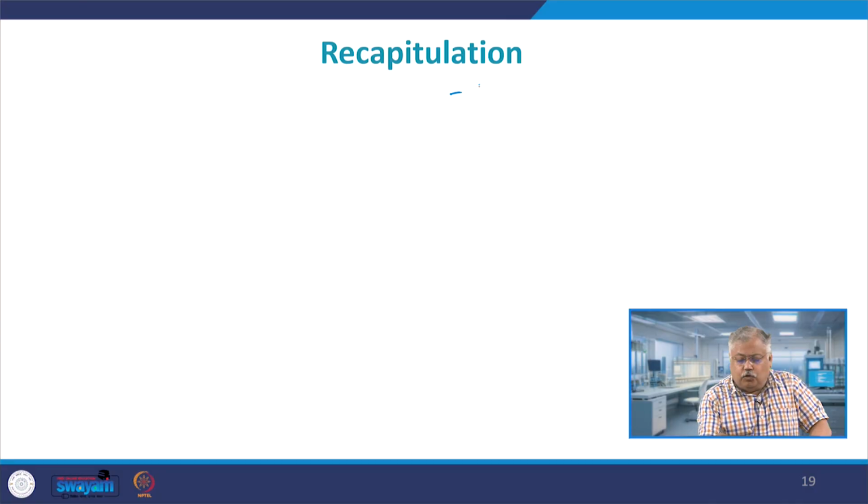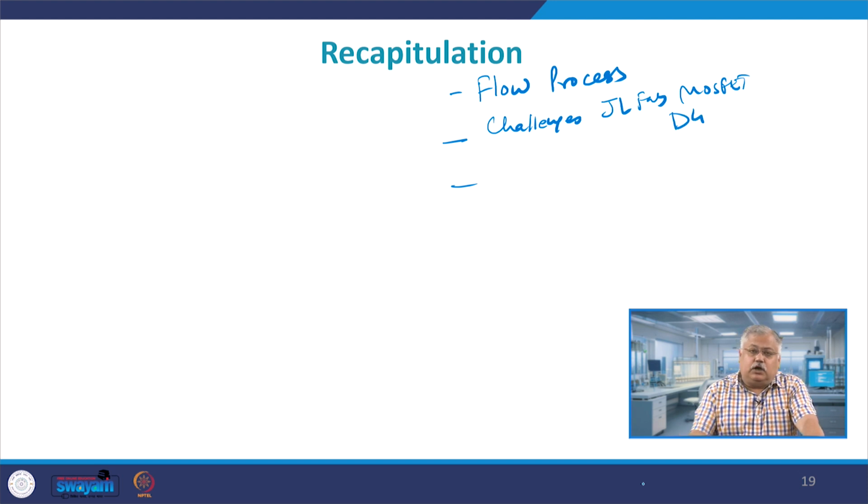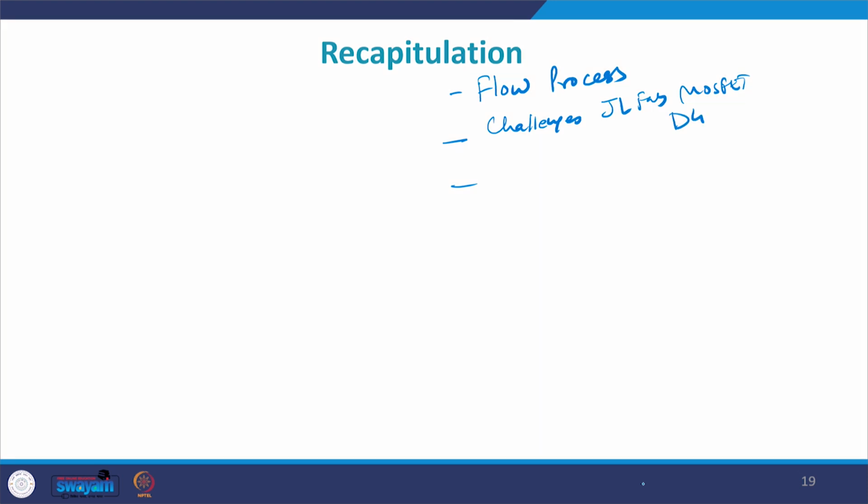So we have done that. We have learned the fabrication process flow, right? We looked into the challenges which you will face if you do a junctionless fab, and then a junctionless MOSFET, right? Maybe a DG also you can do. And finally we saw that the variability issues become a major challenge in a junctionless device.